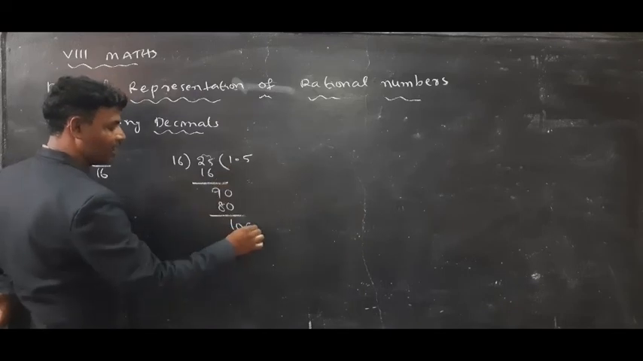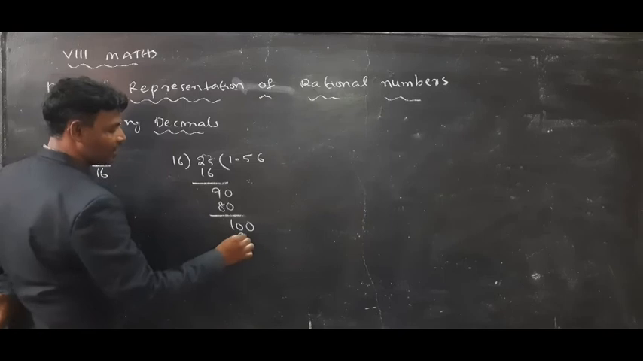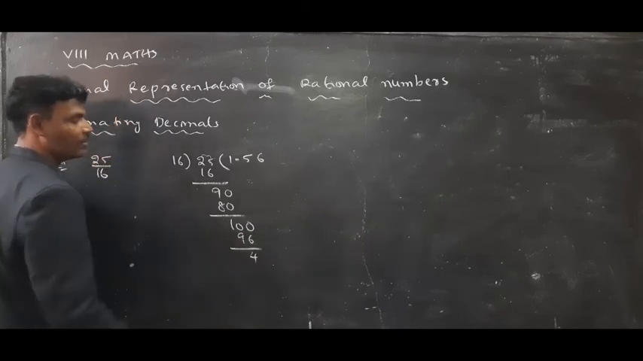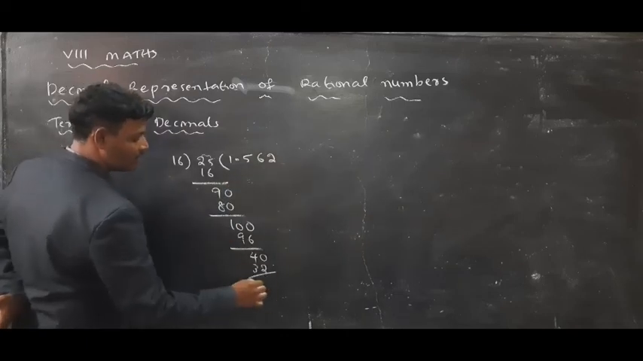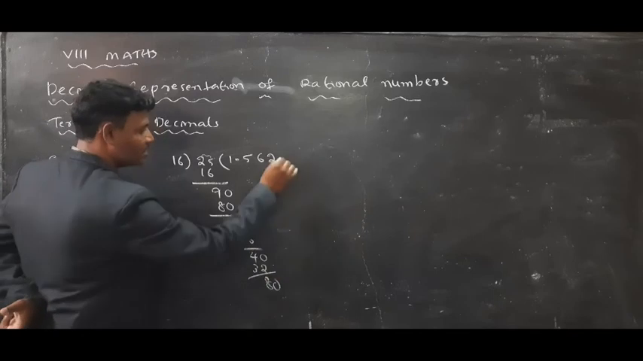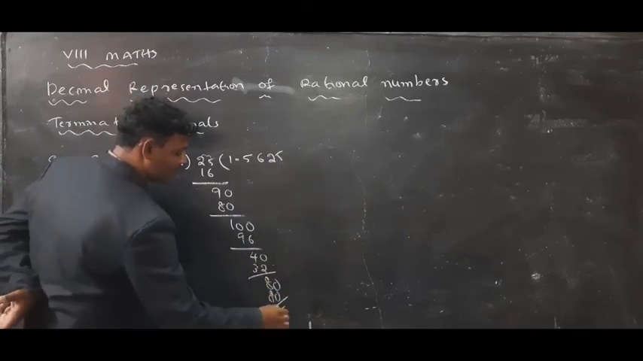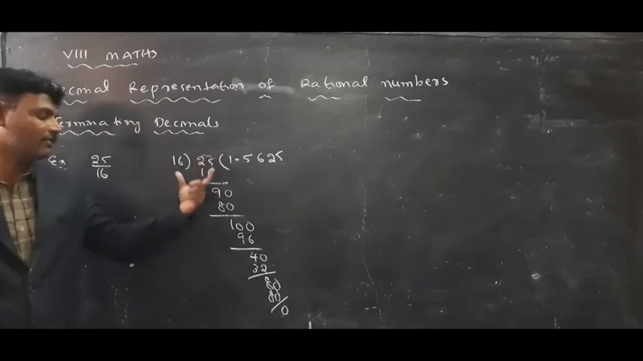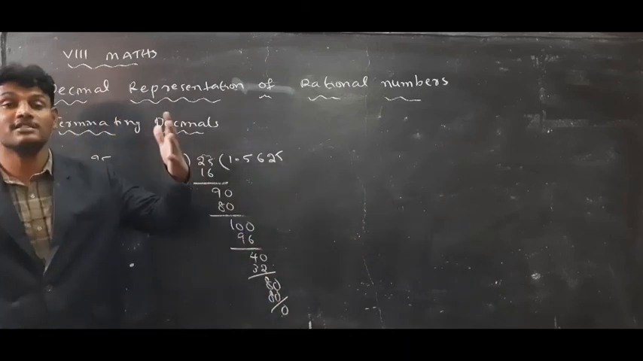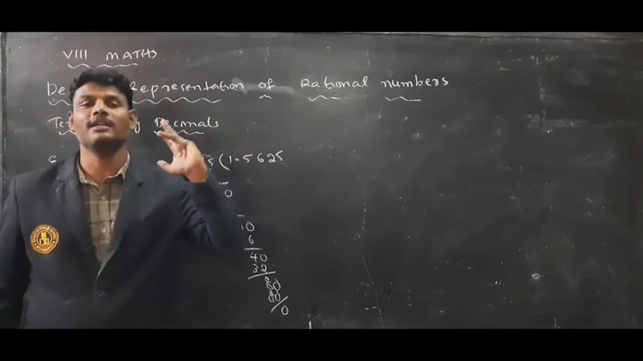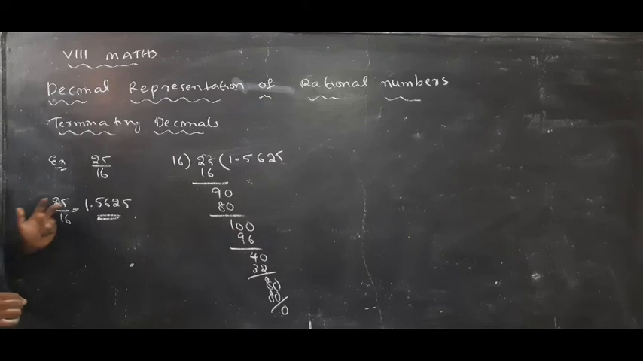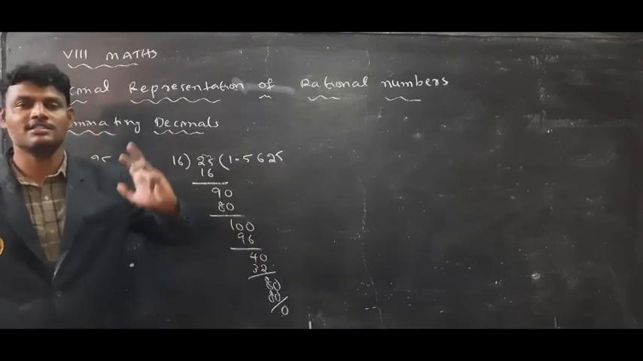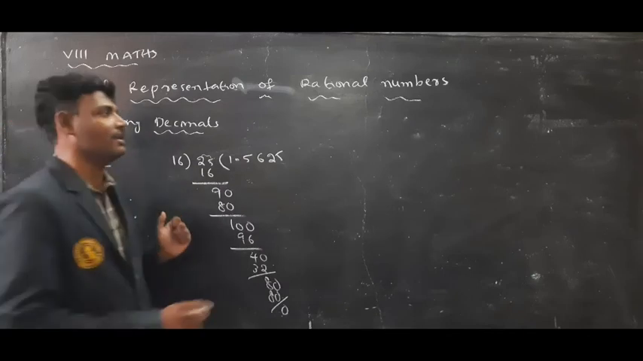Once again, decimal there. We can take another 0. 16 6s are 96. Remaining 4. Decimal there. We can take another 0. 16 2s are 32. Remaining 8. Decimal there. Take point. 16 5s are 80. So what is the remainder here finally? The remainder of this fraction is 0. So if the remainder is 0, that one is called a terminating decimal. 25 by 16 is equal to 1.5625. Here the remainder of the resulting fraction is 0, so this one is a terminating decimal.